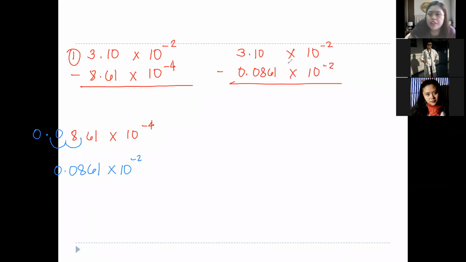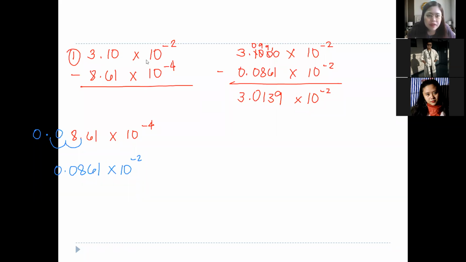This is subtraction. And then in subtracting this, we'll just copy the exponent. And mag-subtract na tayo with the capital letter N. Let's place 0 here para mas madali natin siyang i-minus. So let's borrow. Okay, ayan. So 10 minus 1 is 9. 9 minus 6 is 3. And then 9 minus 8 is 1. This is 0 minus 0. So 0. So 3 minus 0 is 3. So this is now the correct answer. 3.0139 times 10 raised to the power of negative 2.